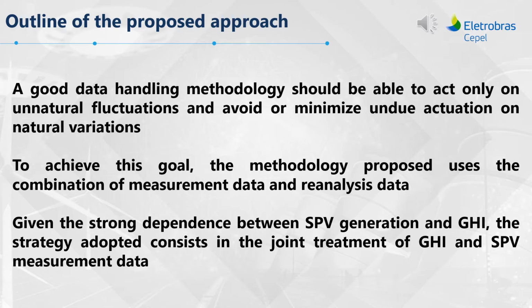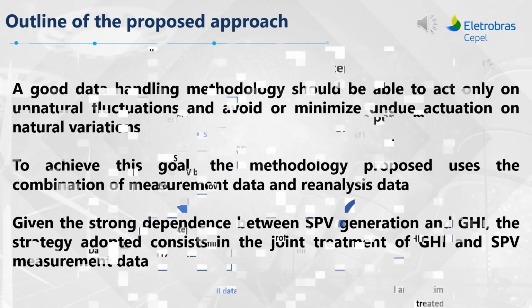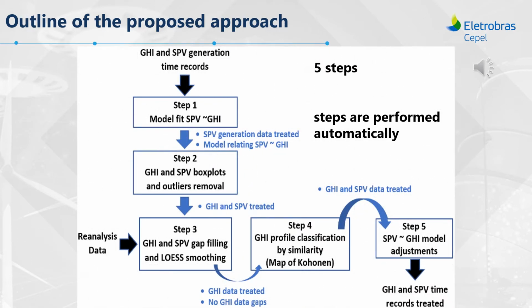The strategy adopted in this work is the joint treatment of GHI and SPV measurement data. Given the strong dependence between SPV generation and GHI, the strategy adopted consists in the joint treatment of GHI and SPV measurement data. This figure provides an overview of the 5 steps of the proposed data cleaning methodology. The 5 steps are performed automatically.